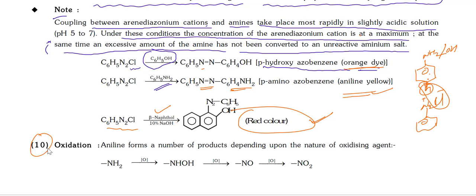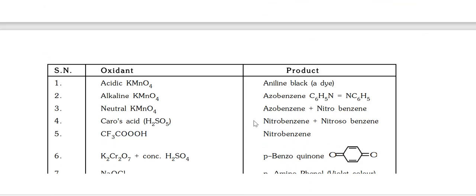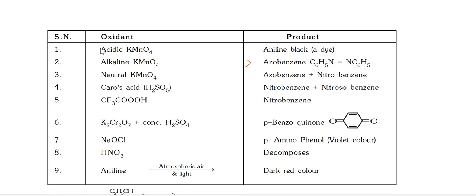Next, oxidation. Aniline forms a number of products depending upon the nature of the oxidizing agent. You can see NH2, by adding one oxygen, becomes NHOH, then with more oxidation NO, then with more oxidation NO2. That depends on these reagents, on the strength of the oxidizing agent. It is giving different compounds.